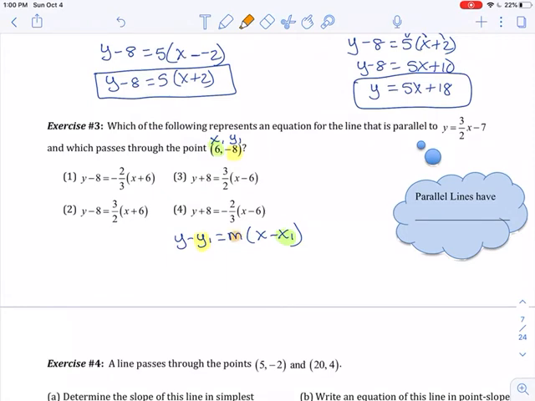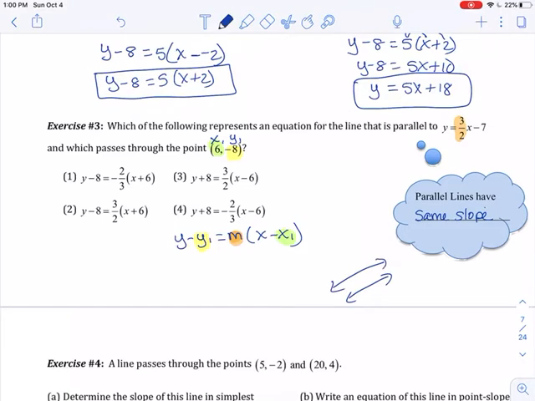And the thing that I'm missing is my slope. But I actually do have my slope. If they're parallel, remember back from last year in geometry, parallel lines have the same slope. So parallel lines have the same slope. I'm going to write that down so I remember that for all the problems that I'm going to be doing.